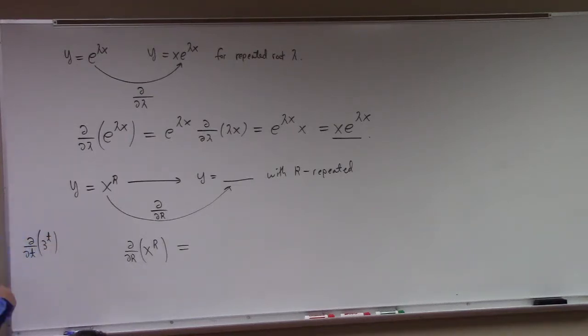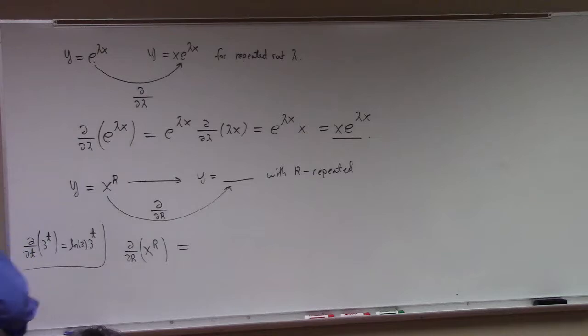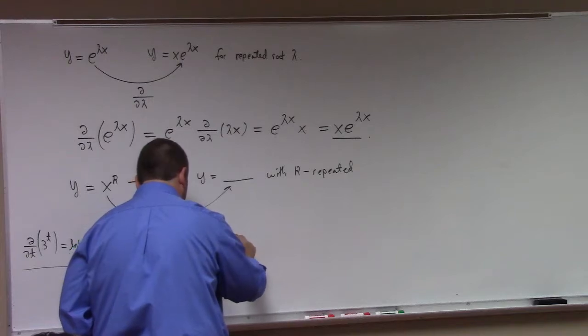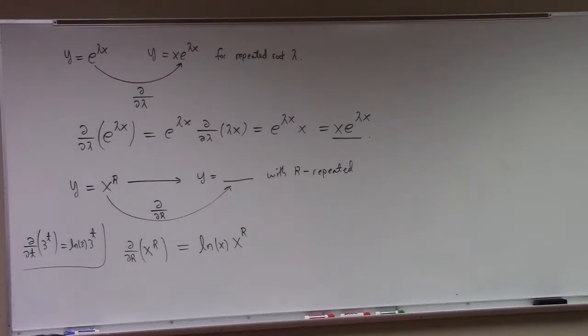If I'd asked you guys that, you'd be like, oh, natural log of 3 times 3 to the t, right? So here, x is like 3. So the answer is log of x times x to the r, because it's actually an exponential function in r. And in fact, that is the other solution in the repeated root case. It's not just a formal analogy, it actually works. You can plug that in and check it.